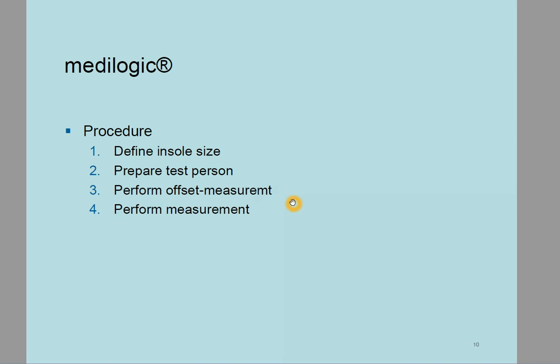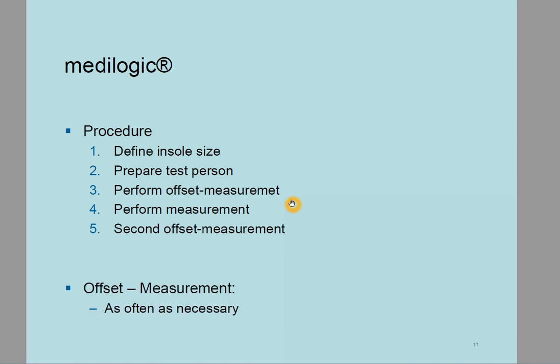Then you perform your main measurement, so your GAIT analysis part, and after that you make a second offset measurement to have an offset for your whole measurement. This is stated as often as necessary, because when you got disturbed during your measurement, you should cancel out this measurement as well, but then you have to re-measure the offset measurement so that it is in front of your main measurement or afterward your measurement.